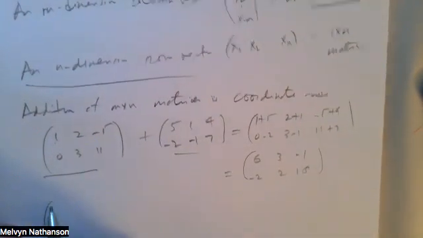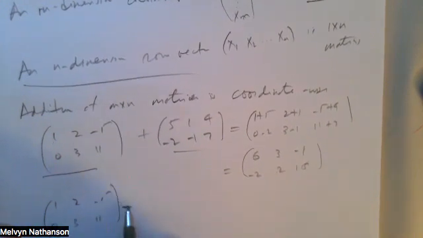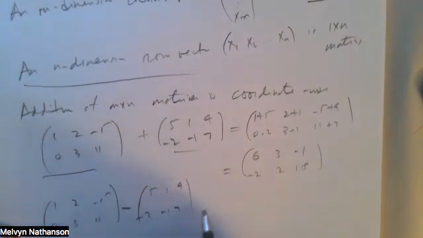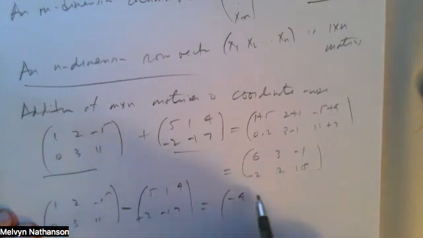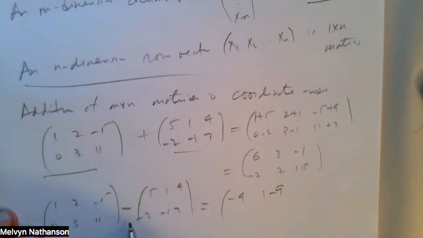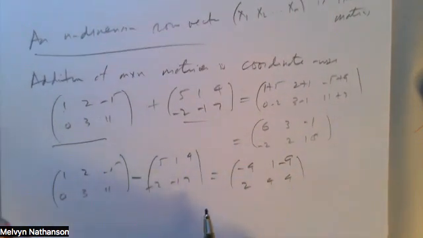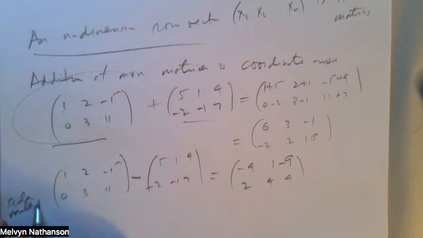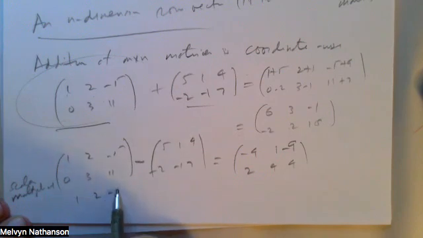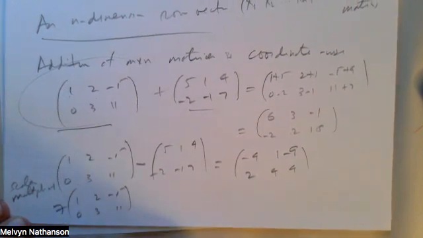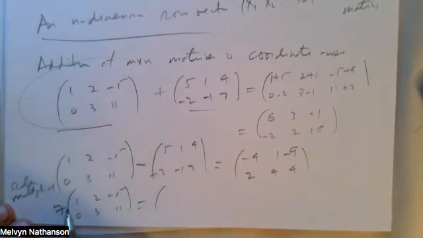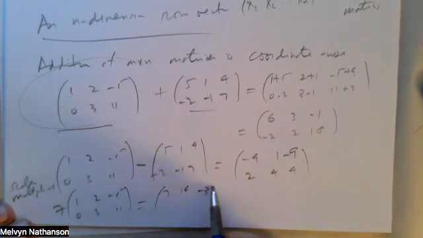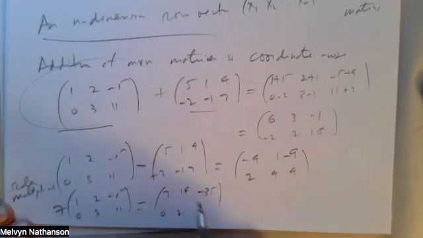And you can subtract matrices by subtracting their coordinates. So 1 minus 5, 2 minus 1, minus 5 minus 4, 0 minus minus 2, 3 minus minus 1, 11 minus 7. That's subtraction. And I can multiply a matrix by a scalar. So that's scalar multiplication. Like I say, if I take the matrix 1, 2, minus 5, 0, 3, 11, and multiply it by the scalar 7, I just multiply every coordinate by 7: 7 times 1, 7 times 2, 7 times minus 5, 7 times 0, 7 times 3, 7 times 11.